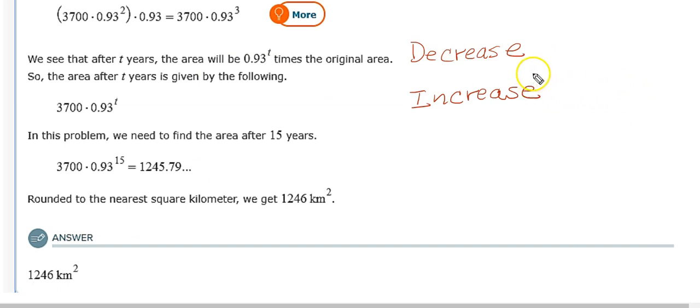And I should add that this being 0.93 is less than 100%, so that was a decrease. If for some reason the forested area were to increase by 7%, in that parenthesis would have been 1.07, again indicating it's increasing by a certain percent, and then you still have time as your exponent. So this was a decrease, the others are an increase. That'll wrap it up.